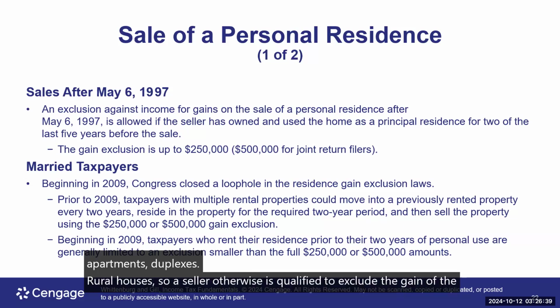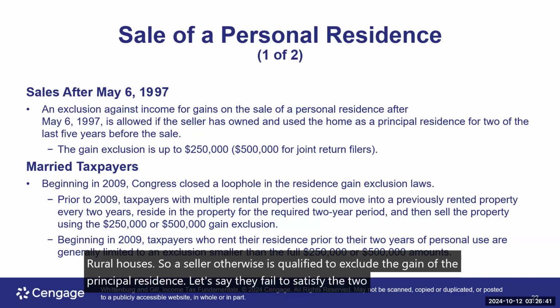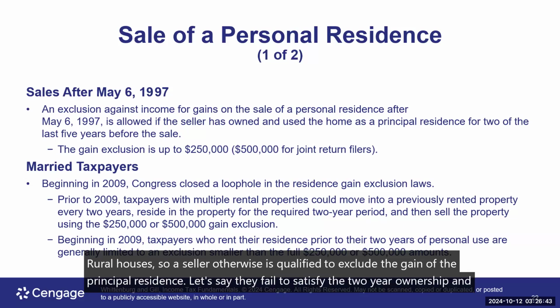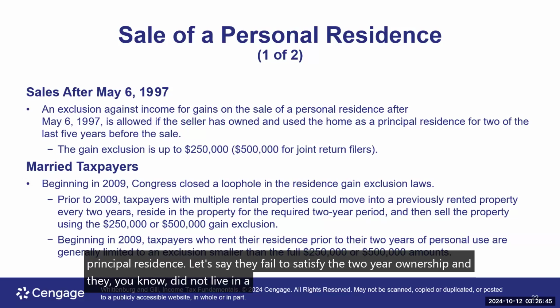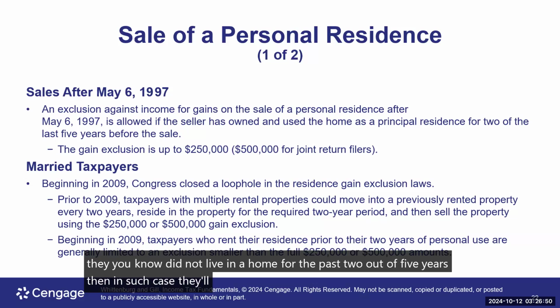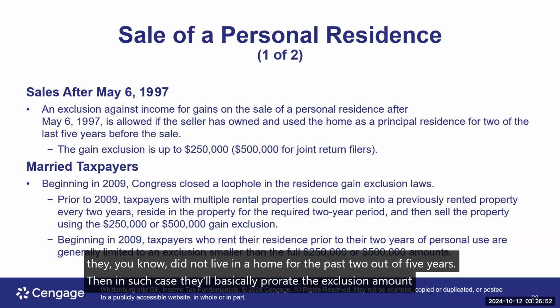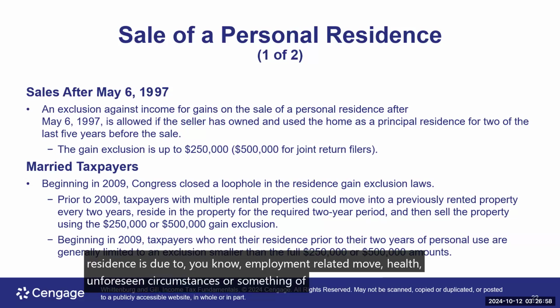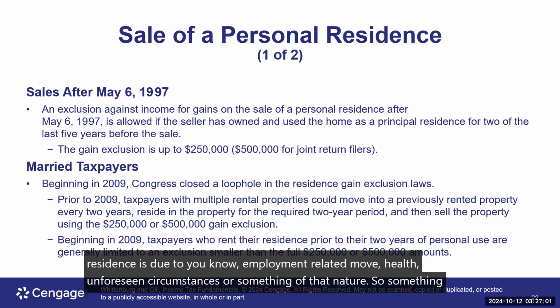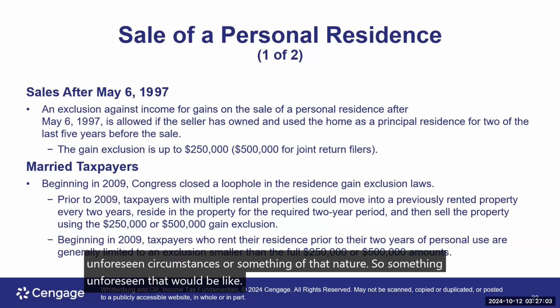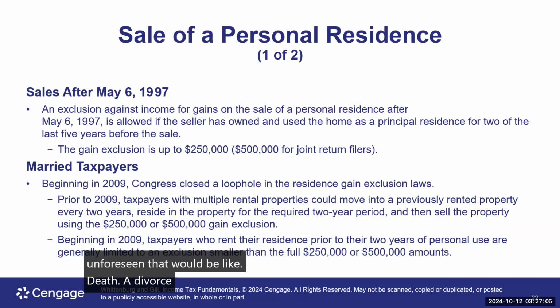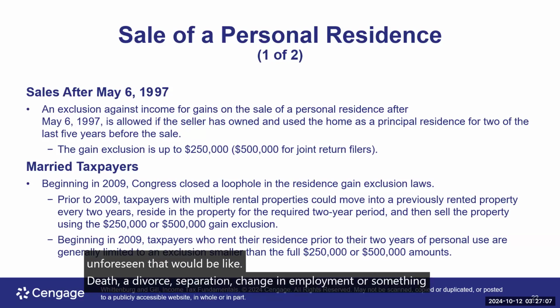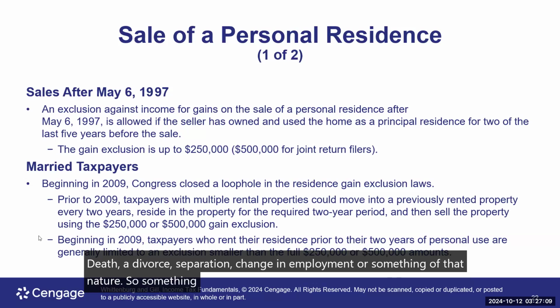Let's say they fail to satisfy the 2-year ownership and they did not live in the home for the past 2 out of 5 years. In such case, they'll prorate the exclusion amount if the sale is due to an employment-related move, health, unforeseen circumstances, or something of that nature. Something unforeseen would be like death, a divorce, separation, change in employment, or something of that nature. So something important to keep in mind.